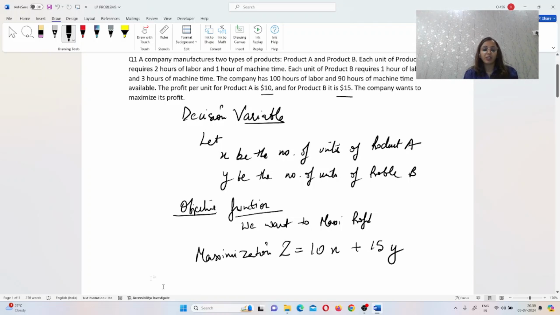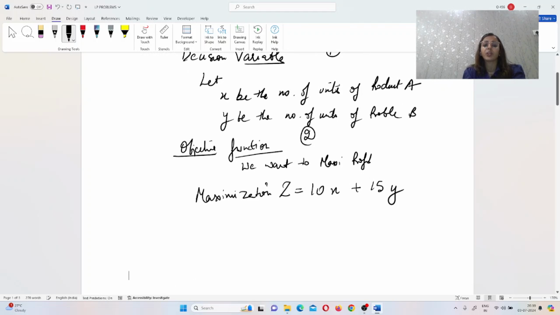Now this is again the second topic. First one is your decision variables, then the second one is your objective. Now your third one is the constraints. We have limitations: labor and machine time. So write it here: constraints. Note down what type of constraints.